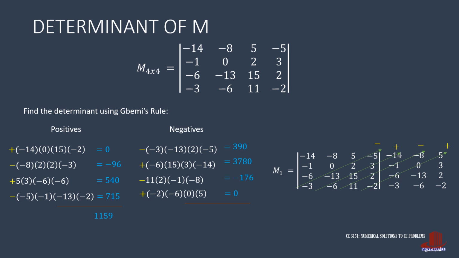So all negatives added together give 3,994. Then the first partial determinant M1 is the difference of the positives and negatives, that is 1,159 minus 3,994, making -2,835.